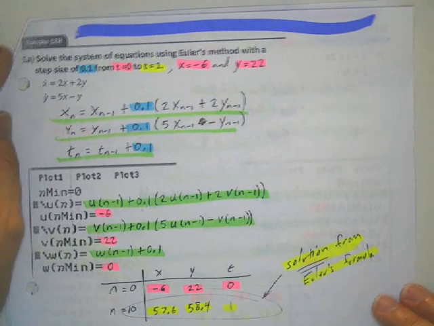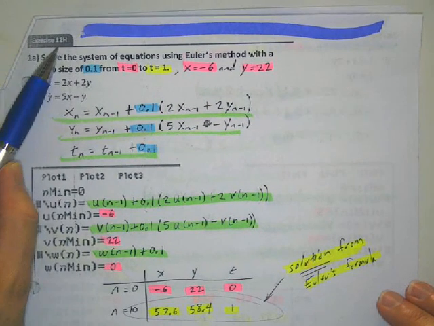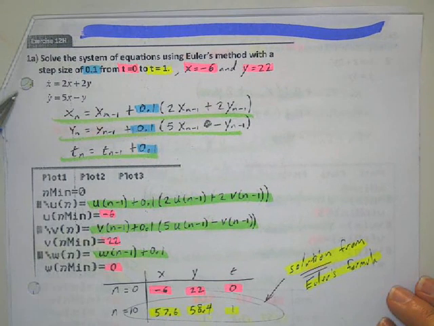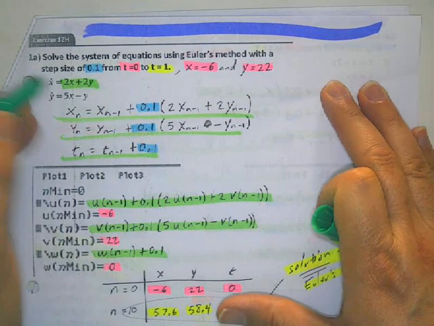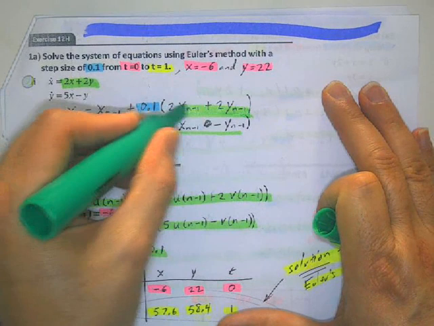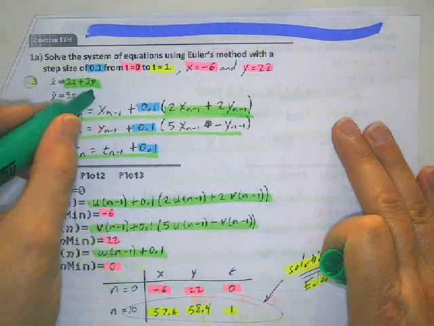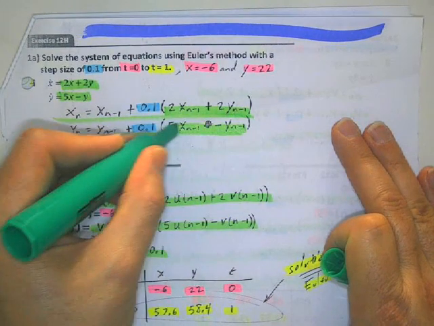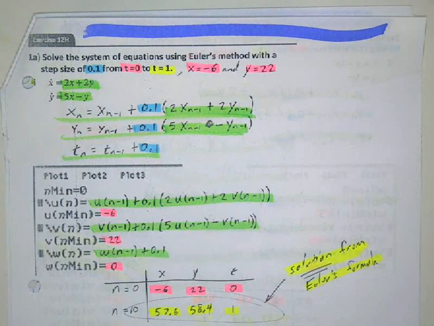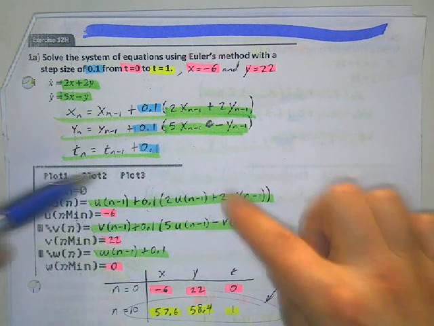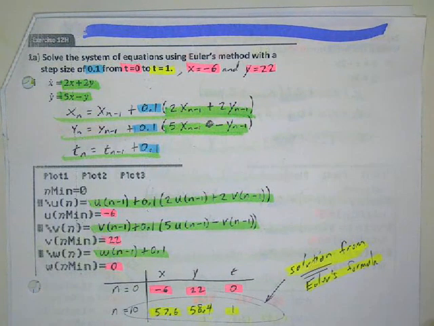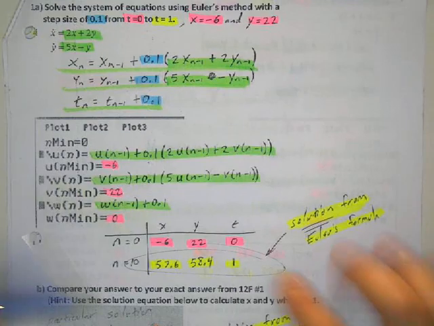The next problems were in your textbook in 12H. All I did was rewrite the 2x plus 2y there, and the 5x minus 5y there. And then I converted it to my u's and v's. This just helps me figure out how to write it into my calculator. And then I arrowed down till t equals 1.